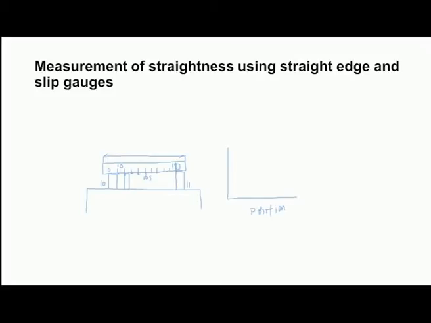So, this is point number 0 and up to 10. At point number 0 the height is 10 millimeter, and at this point the height is 11 millimeter. So, now we can join this by means of a straight line. Now, actual distances, actual heights we have to measure by inserting the slip gauges.